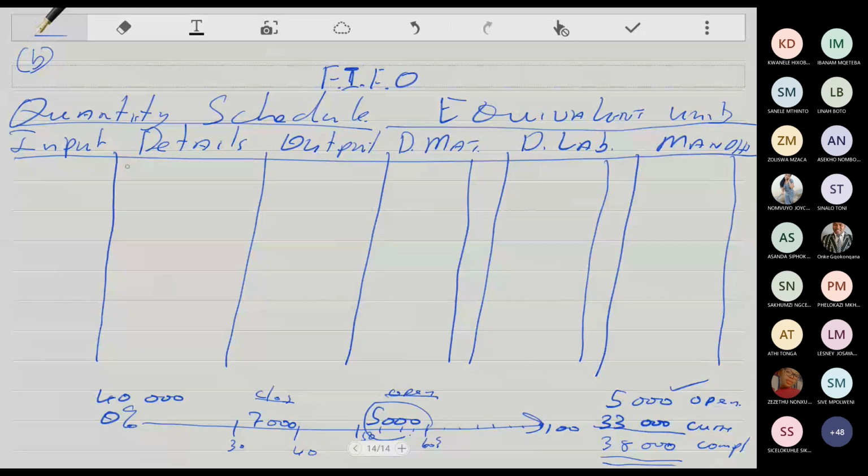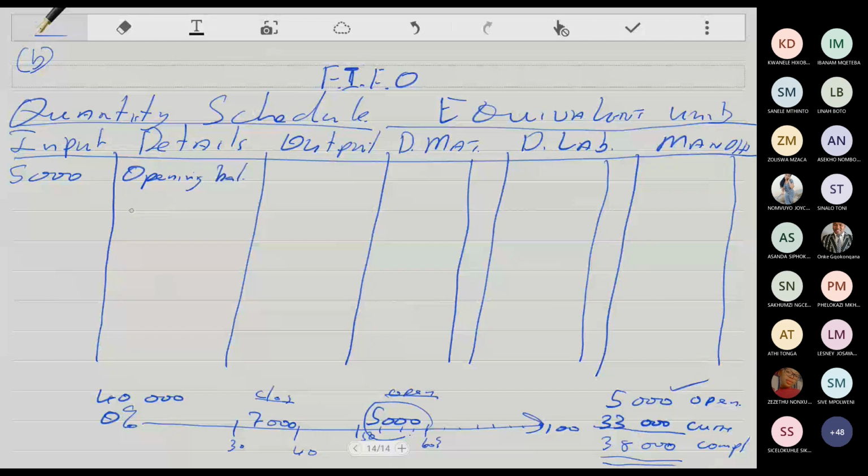Once again, I will start with the units. Units introduced in the production process is going to be 5,000. Oh, wait. Why don't you stop me there? It can't be the units introduced. Opening is the opening balance of 5,000.